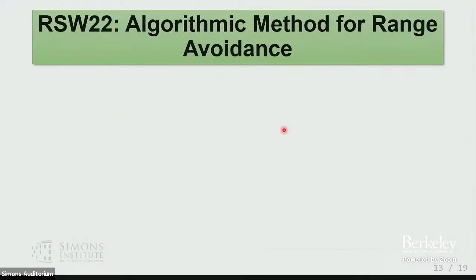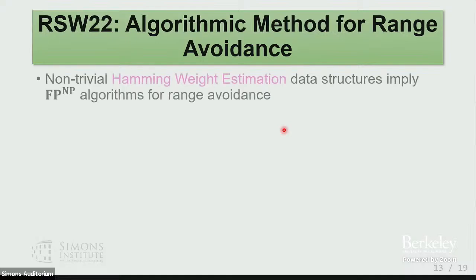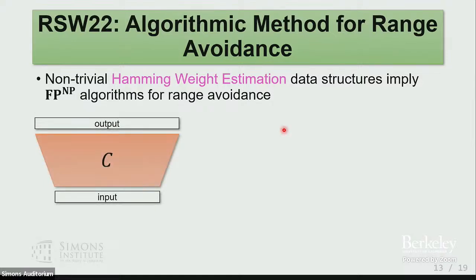So in a previous paper with Rahul, who is also here, and Zhikun, who is another undergraduate student, we got some algorithmic method for range avoidance. We showed that something called non-trivial Hamming weight estimation data structures imply an FP^NP algorithm for range avoidance. Let me explain what this data structure is. The data structure receives a circuit for preprocessing. The circuit has more outputs than inputs.